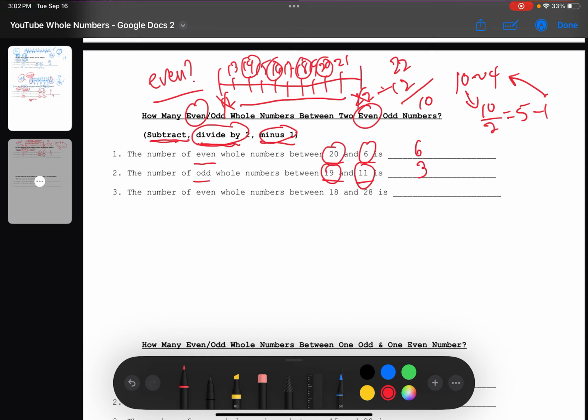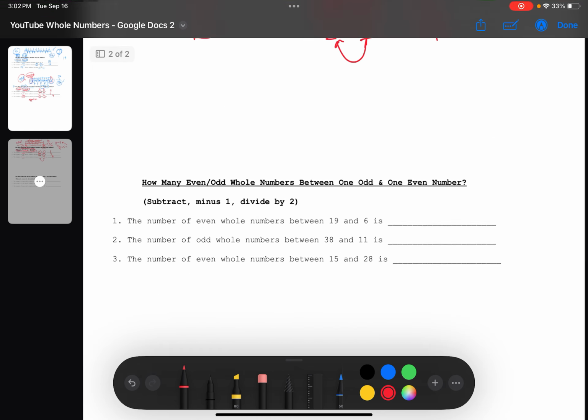Okay? All right. So now this one, again, this is even. And we want to know how many even are between two evens. We subtract, which is 10, divide by 2, which is 5, and then take away 1, which is 4. Okay? Again, I know that these two numbers are so close to each other, and you're going to be tempted just to figure it out by counting, but it's going to save you so much time if you use this formula. Okay? All right, the next one's here.